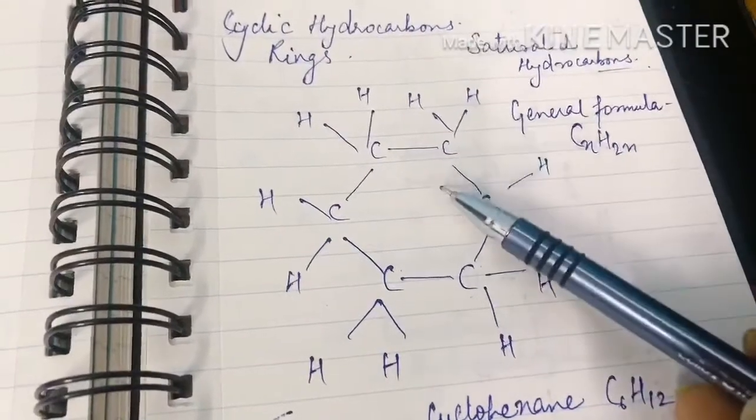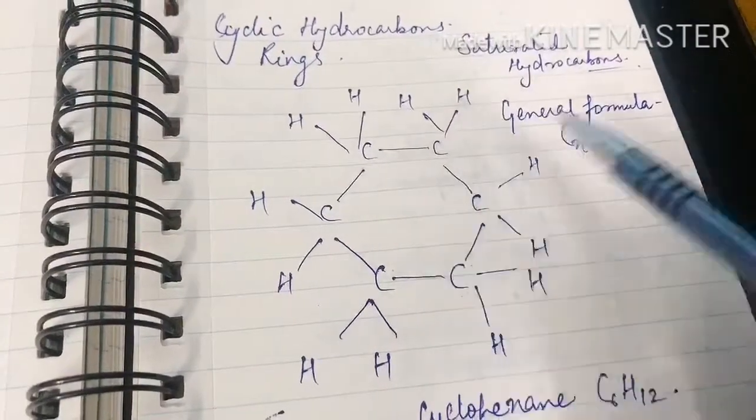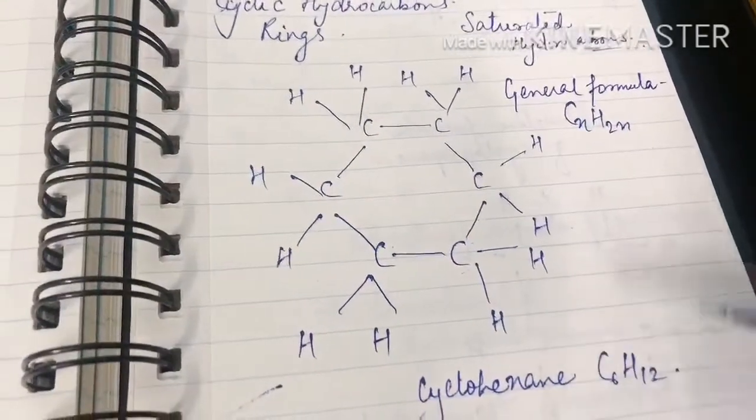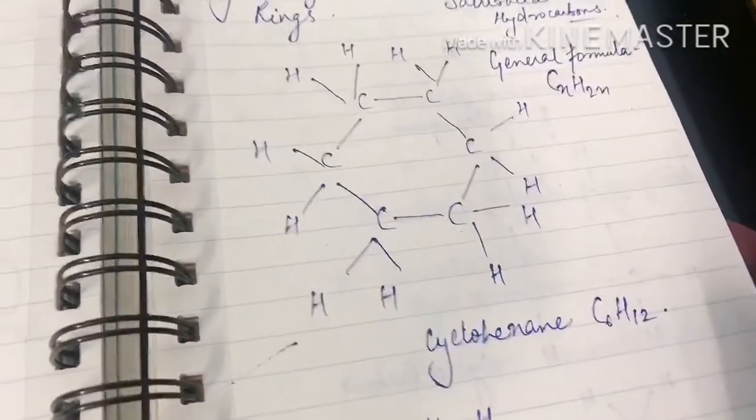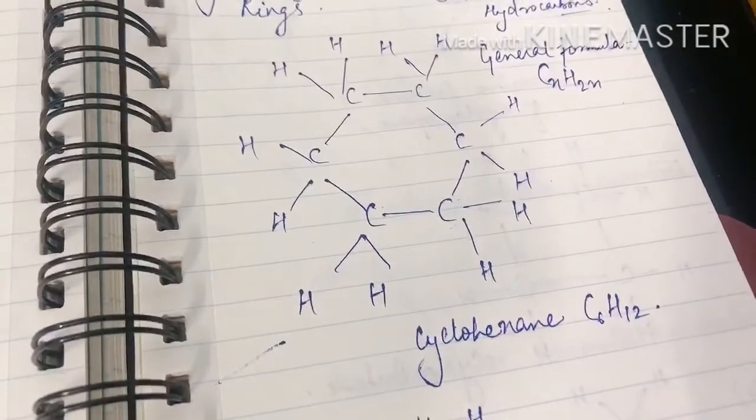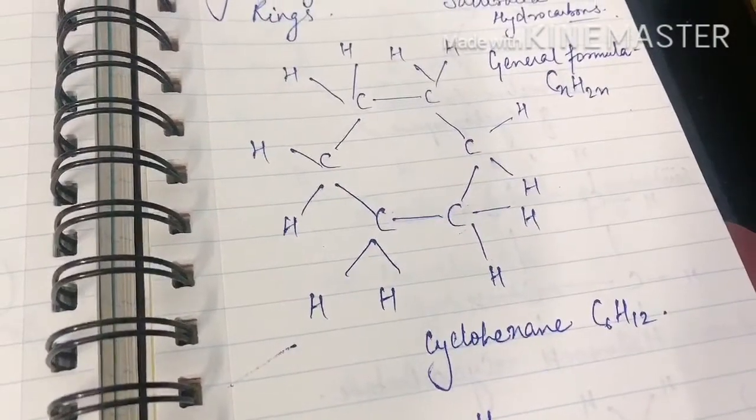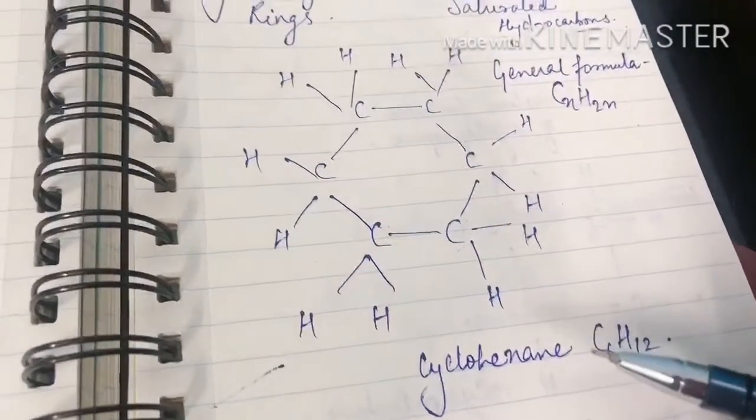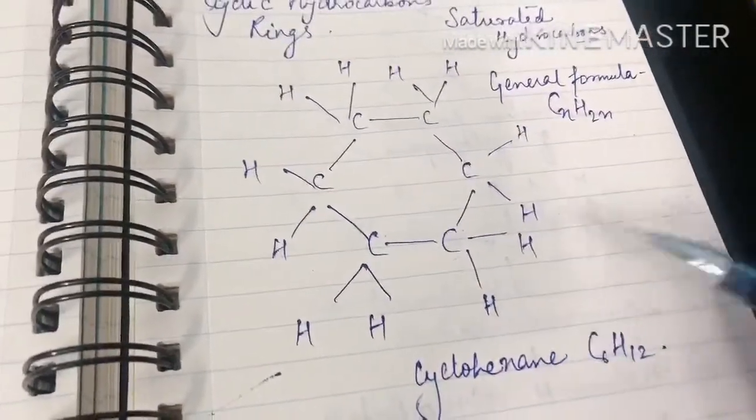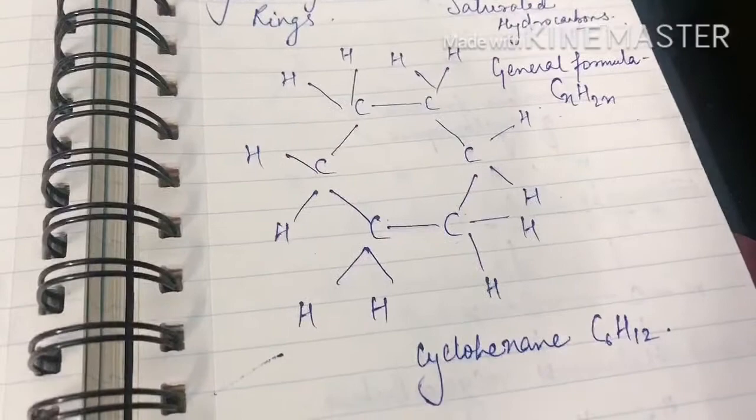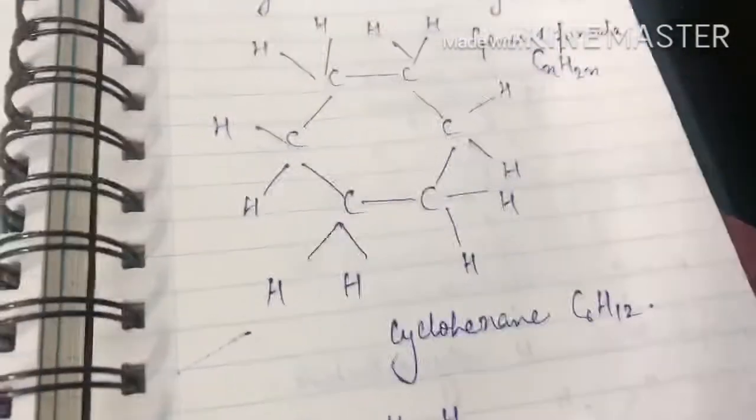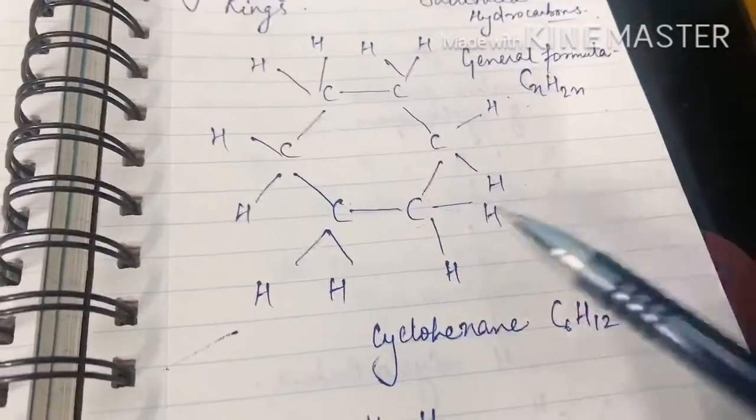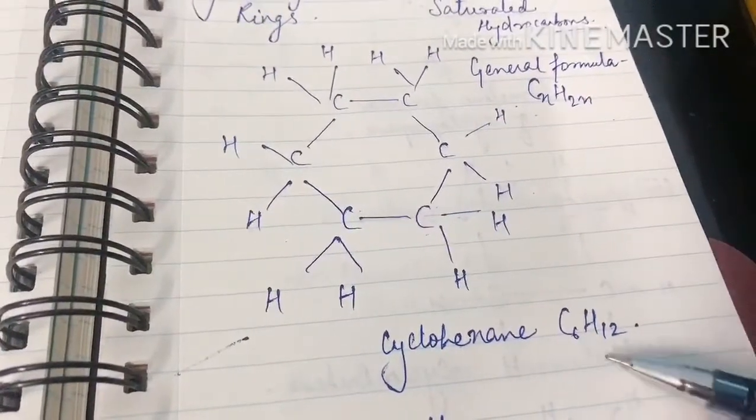The general formula for cyclic hydrocarbons is CnH2n. For alkanes the general formula is CnH2n+2, but in the case of cyclic compounds we will use CnH2n, remember that. So don't mix the two up, they act differently. Cyclohexane, I made it C6H12.